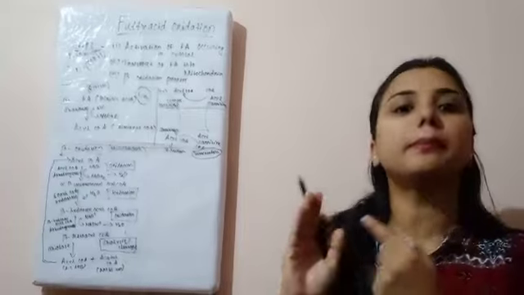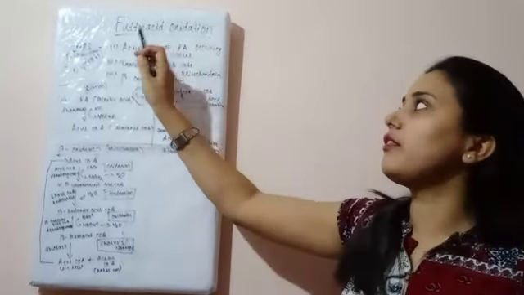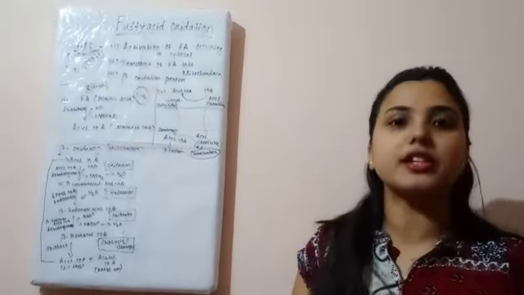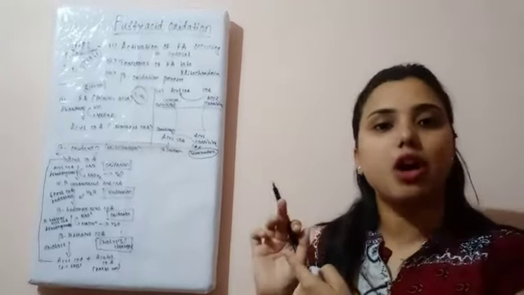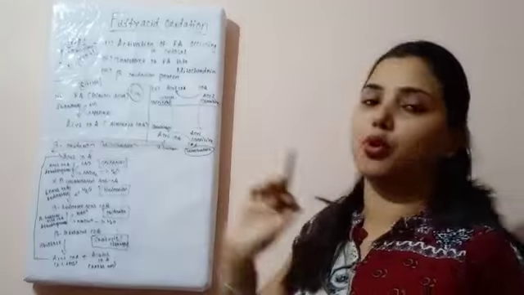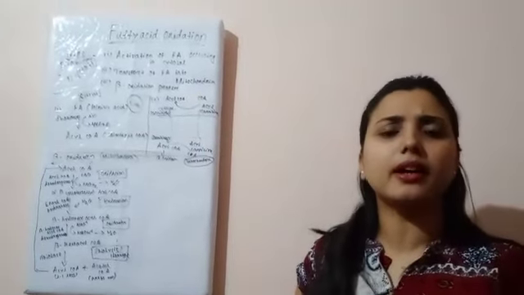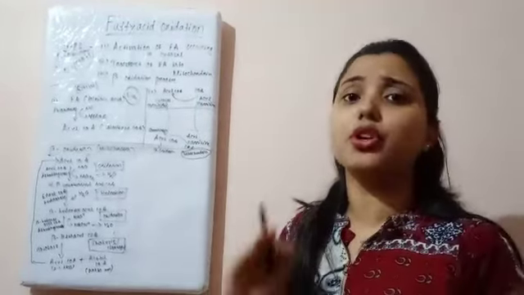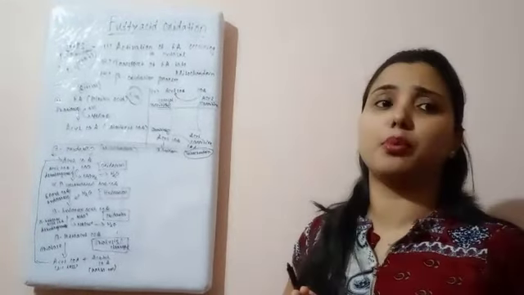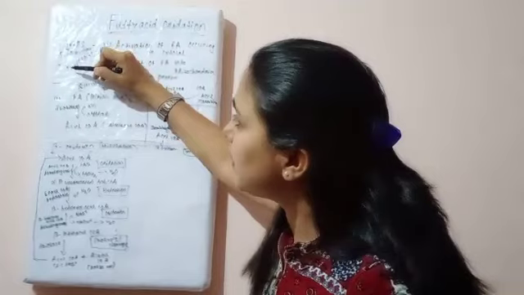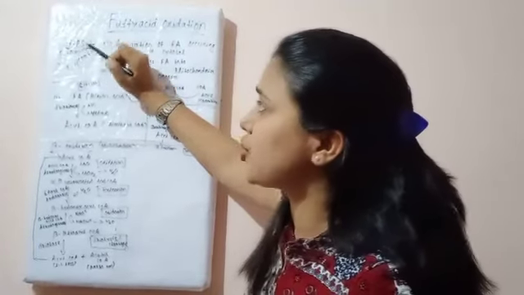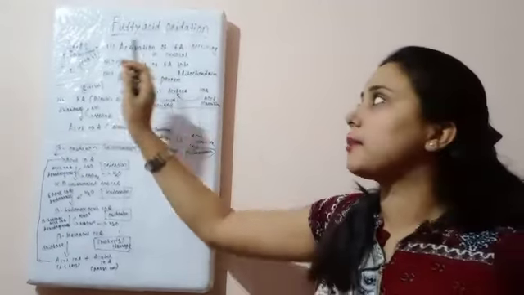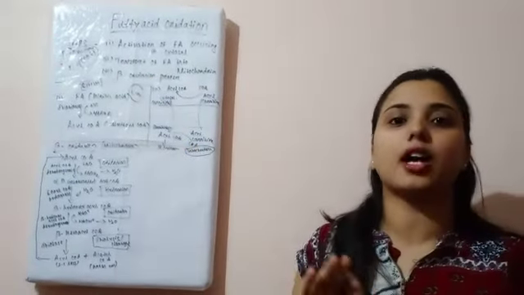Why is it called beta oxidation? Because in fatty acid breakdown, the cleavage occurs at the beta carbon atom. So, what is the beta carbon atom? The beta carbon atom is the second carbon attached to the carboxylic group, COOH. So the second carbon attached to the carboxylic group is the beta carbon atom.